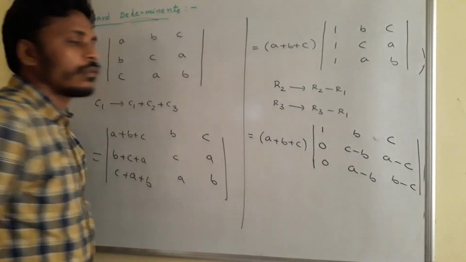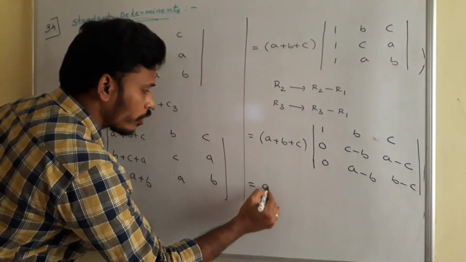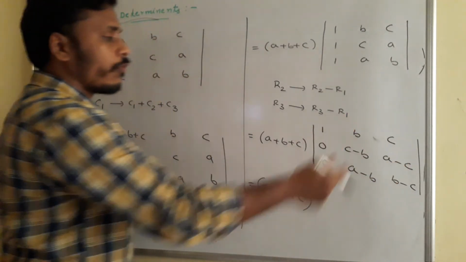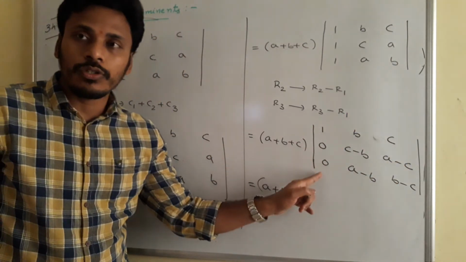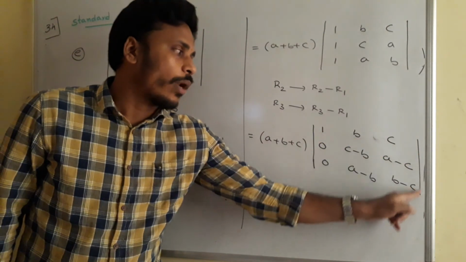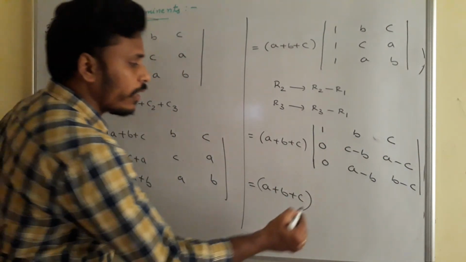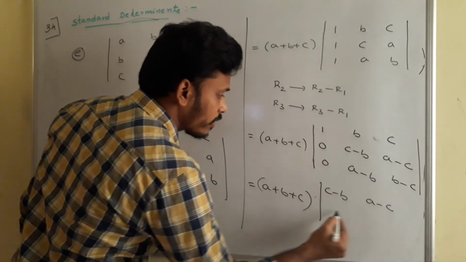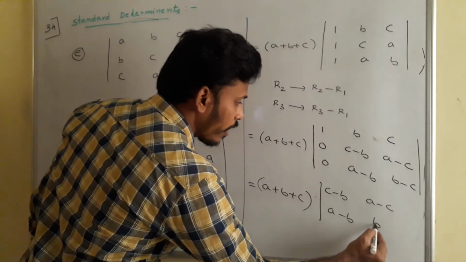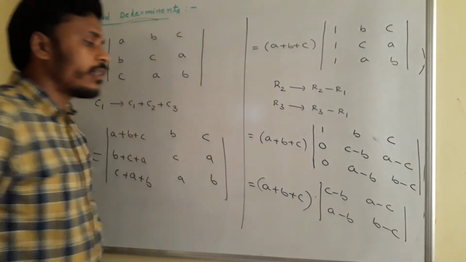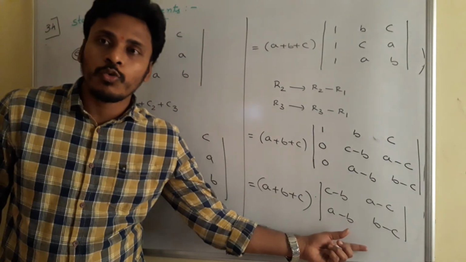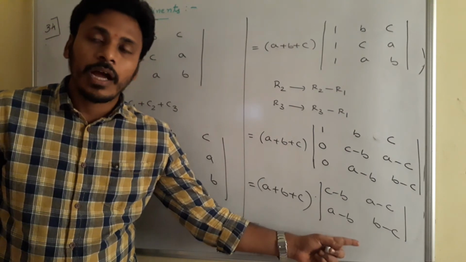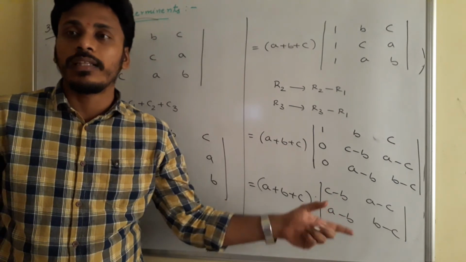Right. And in the next step, this equals A plus B plus C into, what do you say about the determinant of this? Because here I have 2 zeros, 1 into, I need to write these 4 elements. So 1 into the determinant of C minus B, A minus C, A minus B and B minus C. Just have a look. So now it is easy to find the determinant of this 2 by 2, and at the end if you multiply these 2, you will get the required answer.